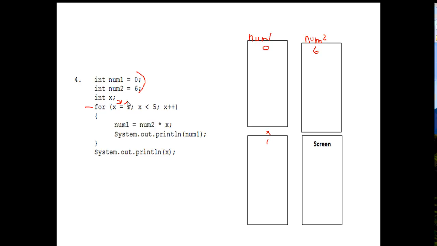Then you always go to the middle before you jump out of it. So 1 is less than 5, and so we're going to go into the for loop. The first statement in the for loop is to assign num1 whatever num2 is, which is 6, times whatever x is, which is 1. So num1 is assigned 6. The next line down tells us to print num1. Well, that's 6 right now.